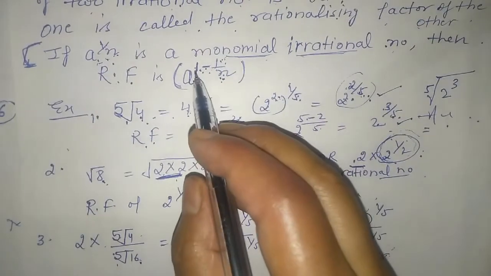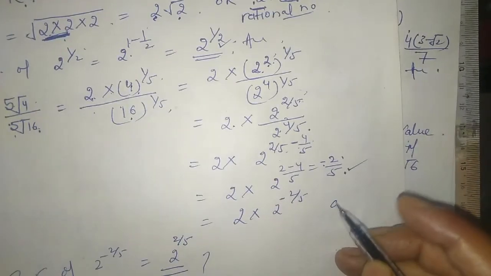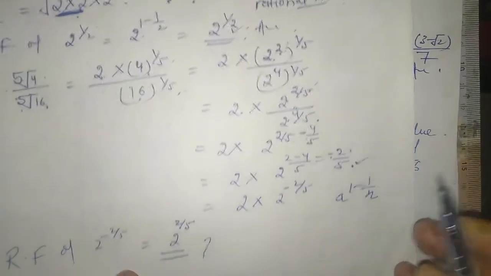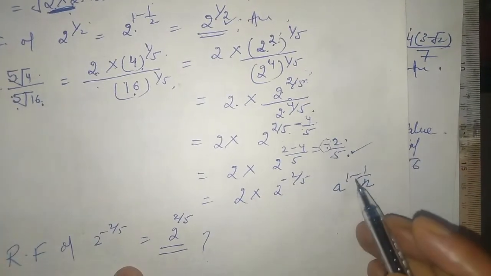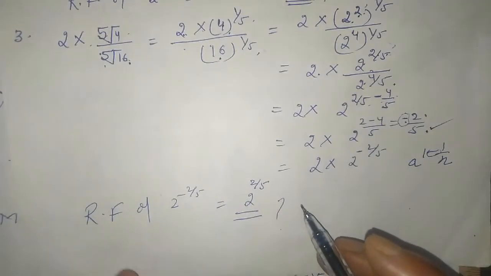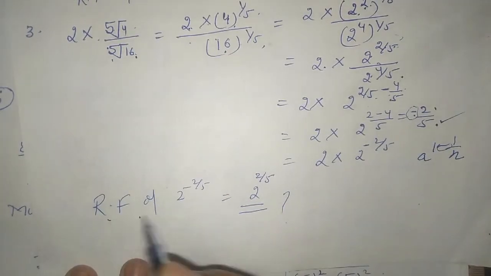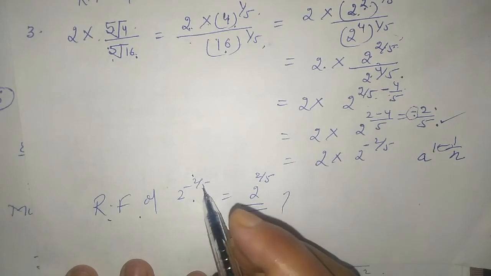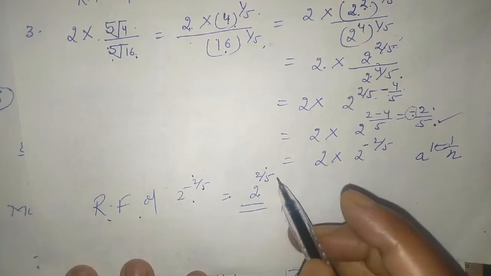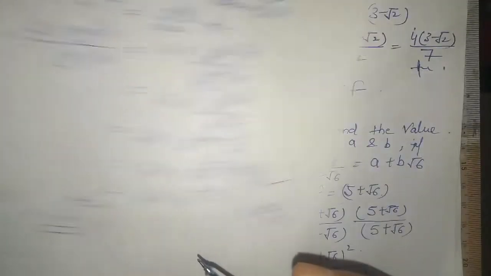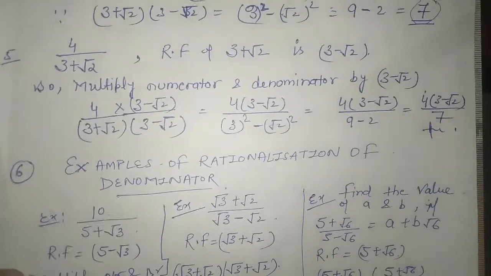But the formula is already a to the power 1 minus 1 upon n. So we will not do like this a to the power minus 1 upon n, otherwise, because of this sign, this becomes minus. So simply we take the rationalizing factor of 2 to the power minus 2 upon 5 as 2 to the power 2 upon 5, positive. Now the next examples are there.